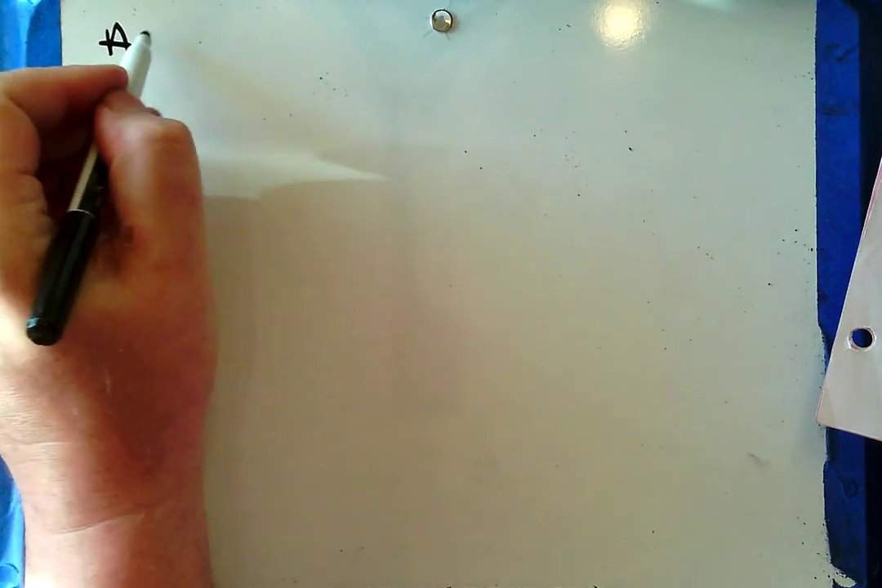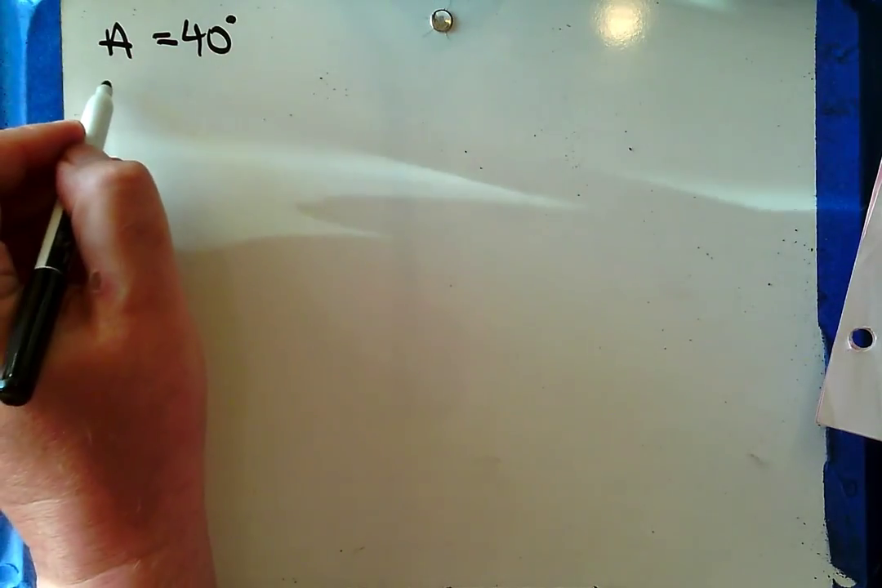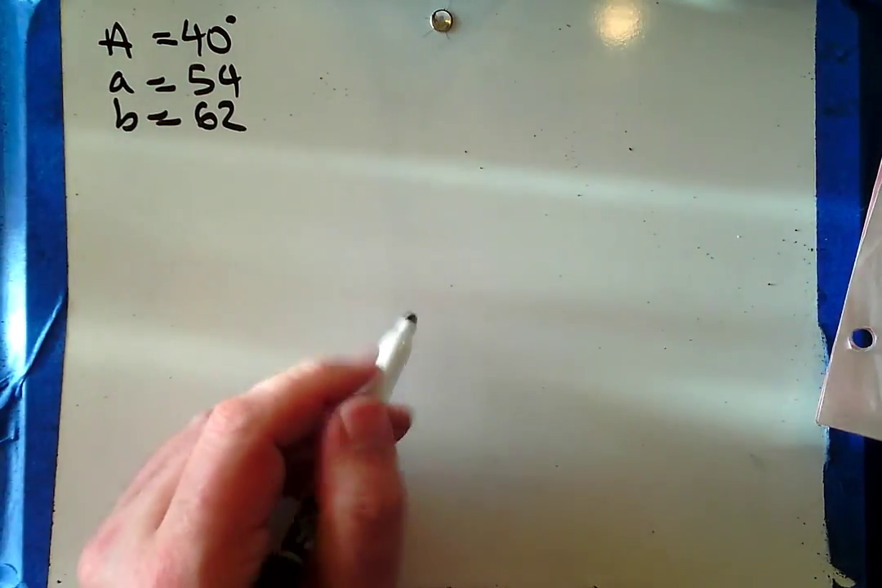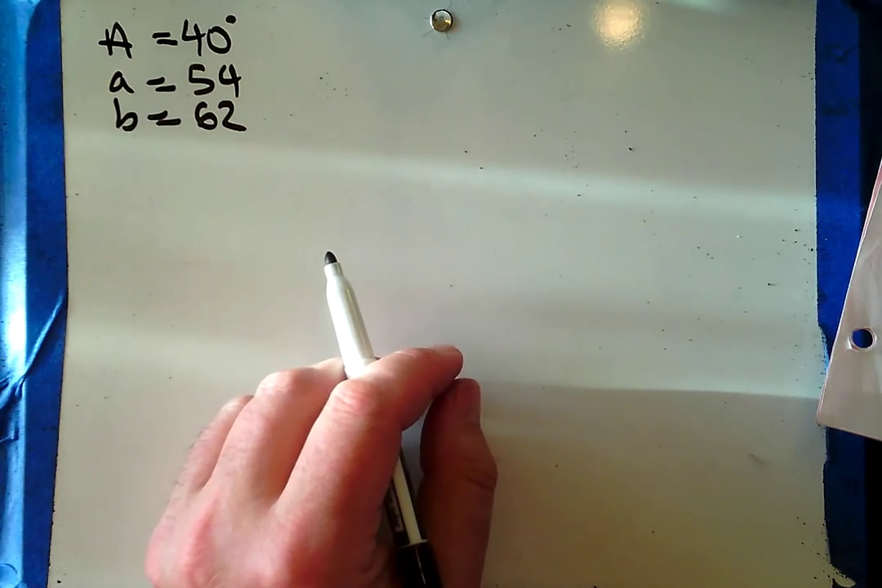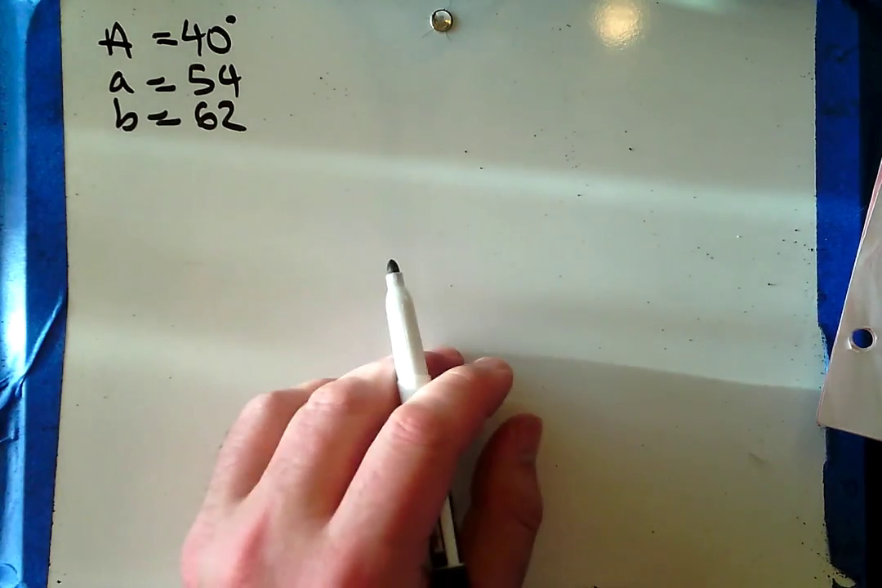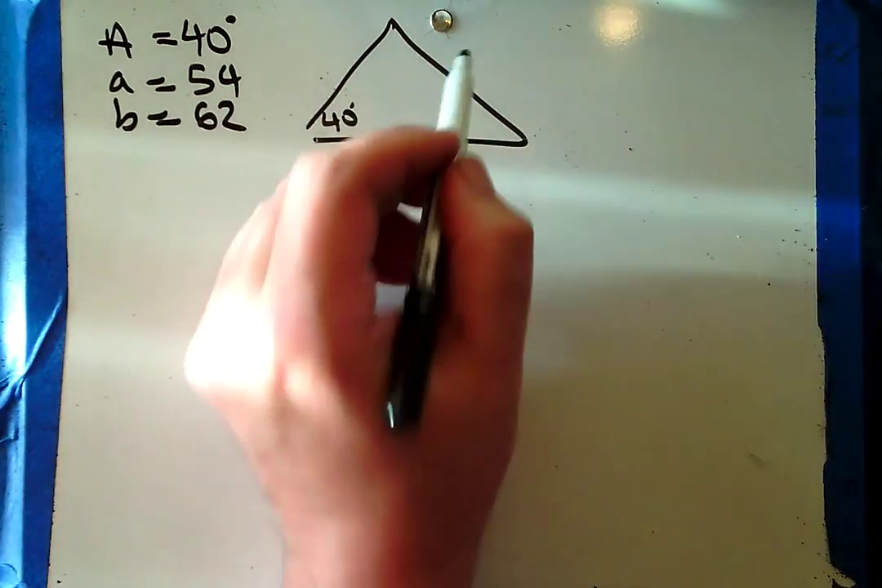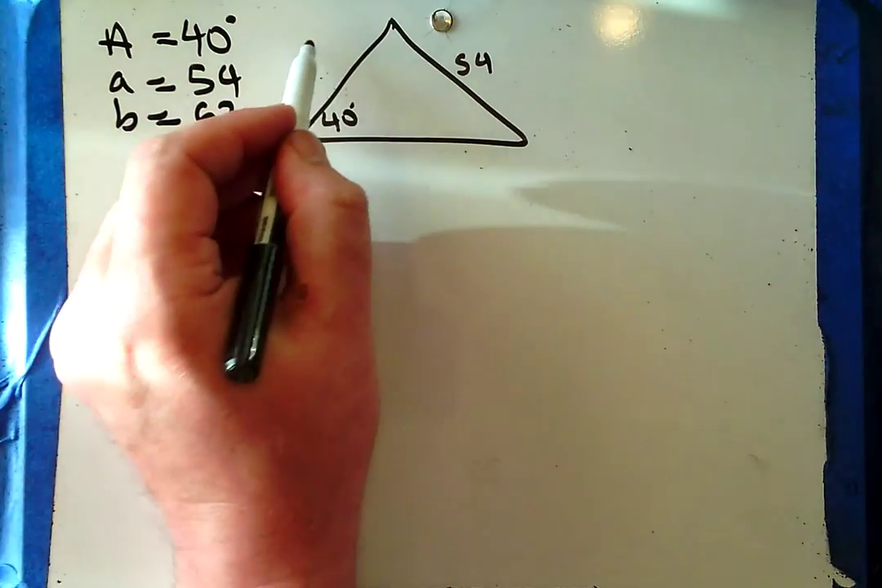Let's do one more two solutions case today, and then in the next video, we'll do more of them, okay? So, A equals 40 degrees, little a is 54, and little b is 62. Now, I have no way of knowing when I look at those numbers whether I'm going to have one solution, no solution, or two solutions, unless I've memorized this table and I'm comfortable using it. So instead, I'm just going to go about the process of finding a triangle. So I've got 40 degrees and 54 and 62.